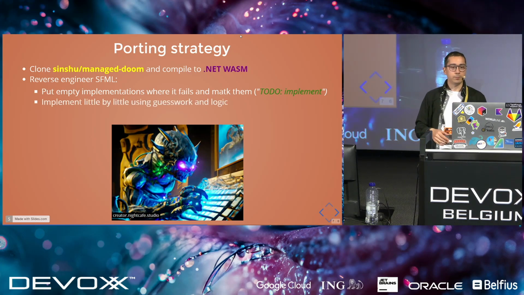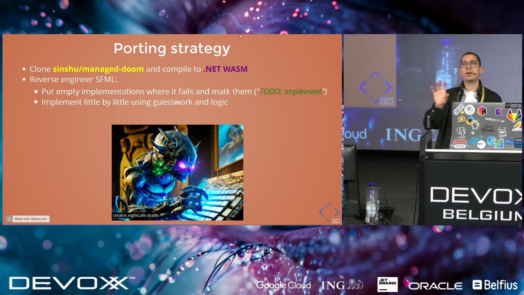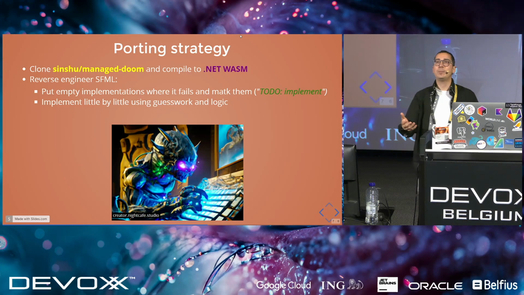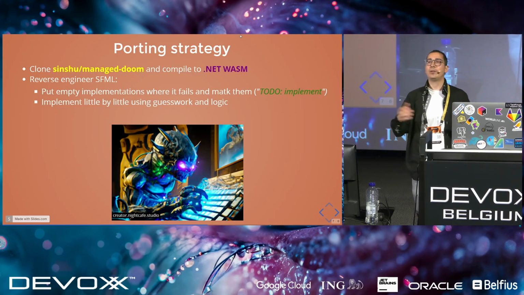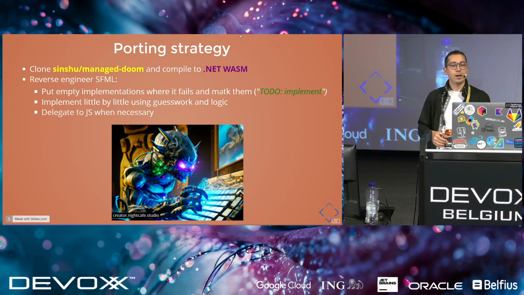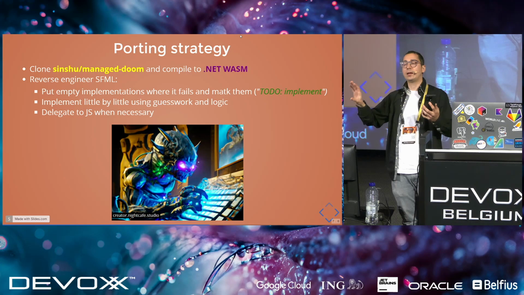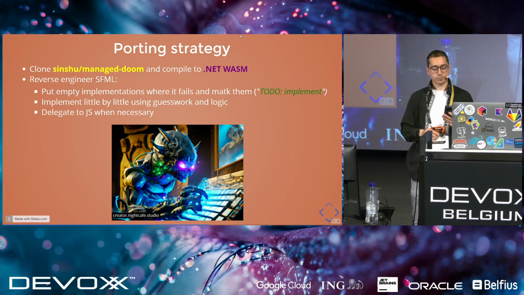And little by little, I implement using some guesswork, some logic. This is what we call reverse engineering. That's also the funny part, in my opinion: try, guess, and fail, try and fail, and so on. And when I see that an API is not available in C#, for example audio context and canvas, we delegate to JavaScript.